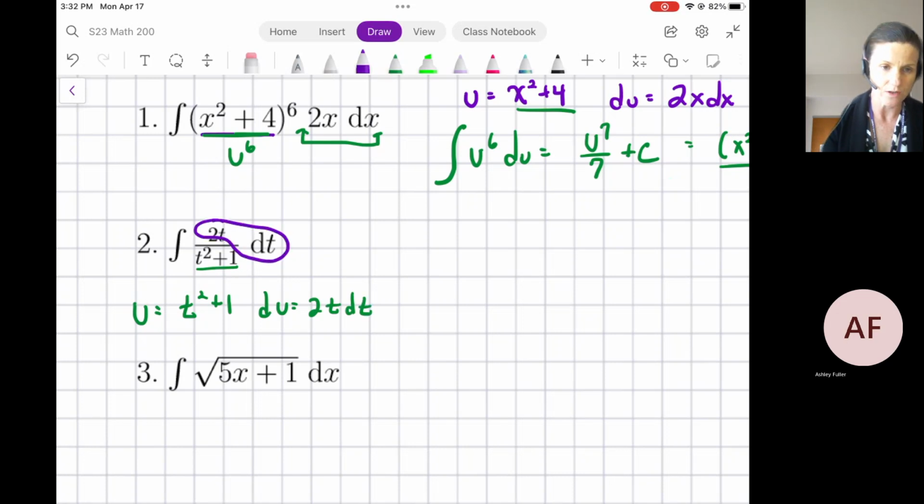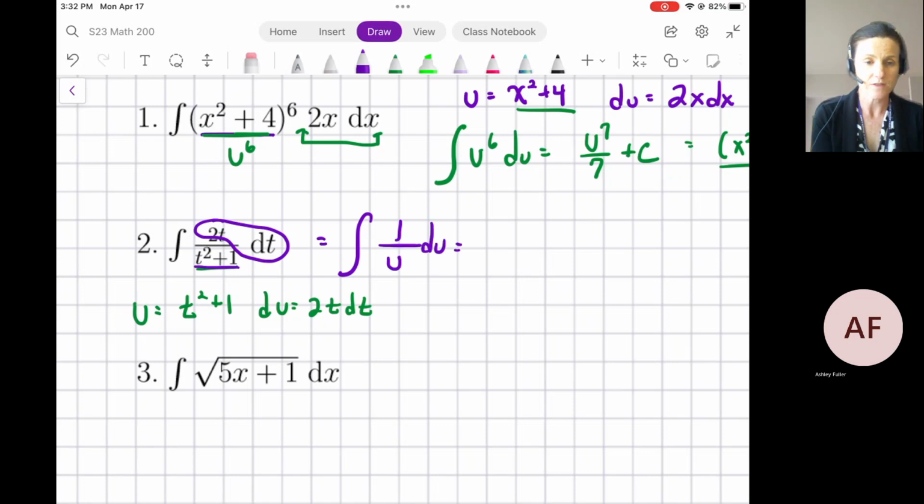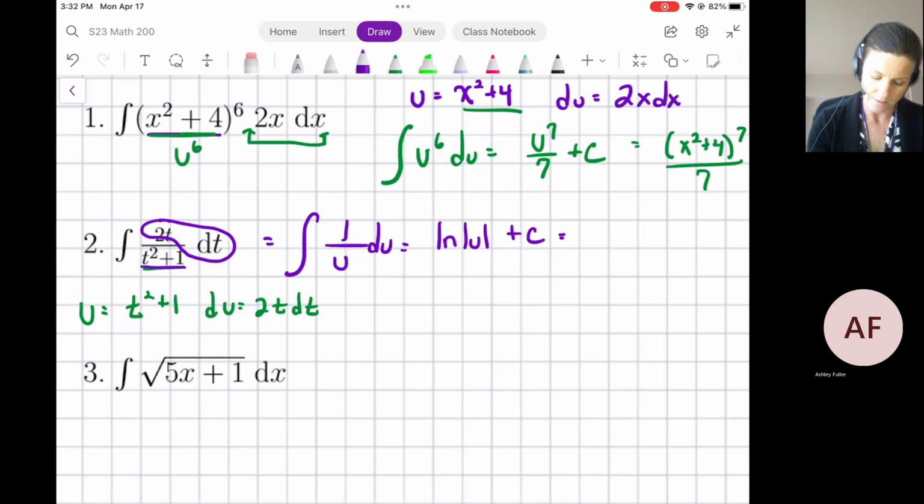We now have du and u on the bottom. This integral can be rewritten as 1 over u du. From our rules of integration, we know that the integral of 1 over u is the ln of the absolute value of u plus c. And then we simply substitute back in: the ln of t squared plus 1 plus c.